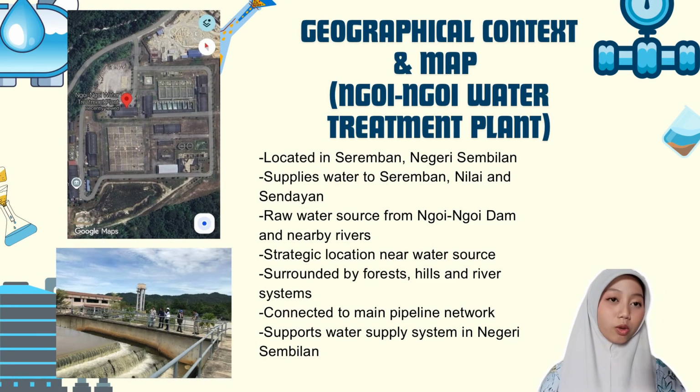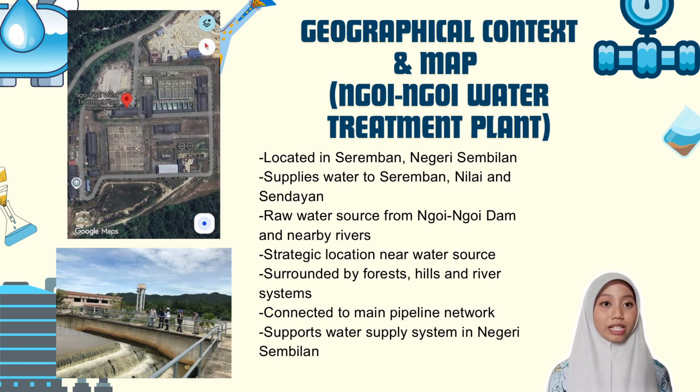Today I will explain to you about the geographical context and maps of the Moi water treatment plant. This water treatment plant is located in Sembilan, Negeri Sembilan. It is one of the important plants that supplies treated water to areas such as Seremban, Nilai and Sendayan. Based on the map, the plant is located near its raw water source, mainly from the Moi Dam and nearby river catchment area. The strategic location makes it easier to collect and treat raw water before distributing it to consumers.